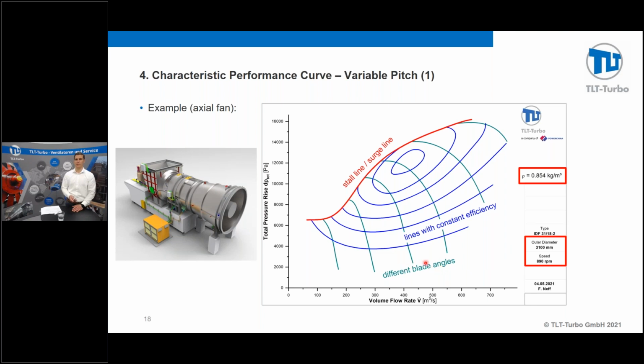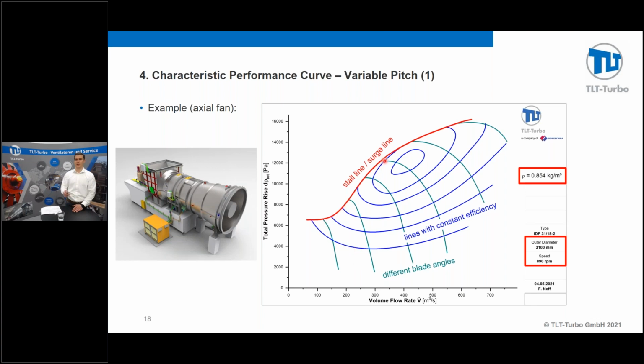Okay, now let's have a look at the different curves here. Start right away with the greenish curves, which are curves with different blade angles. As I just said, the fan is able to adjust the blade angle during operation, and these different lines indicate different blade angles.